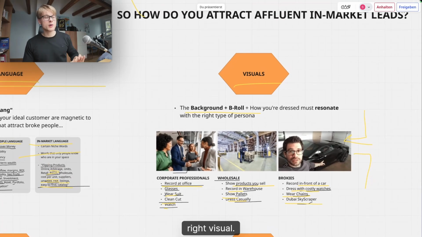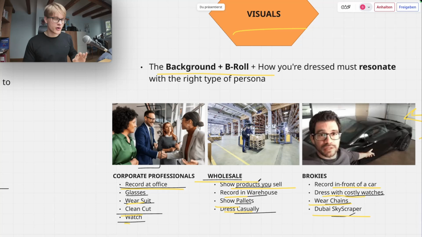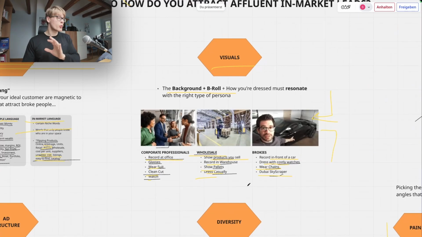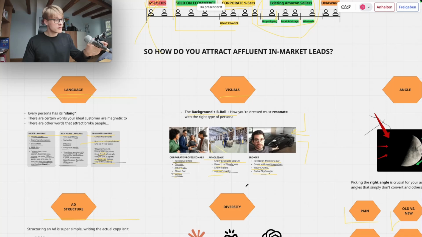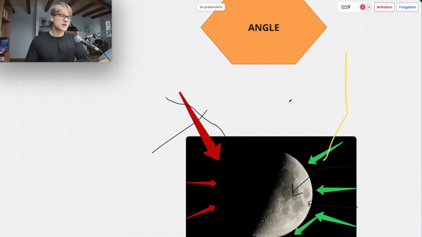I want to use the right visuals. So when I'm recording an ad for an Amazon business offer, I want to make sure I record it in my warehouse, okay, where I show pallets, where I dress casually. I do not want to record in front of a Lamborghini, obviously, because this will attract a lot of broke leads. I want to have a bunch of different angles.